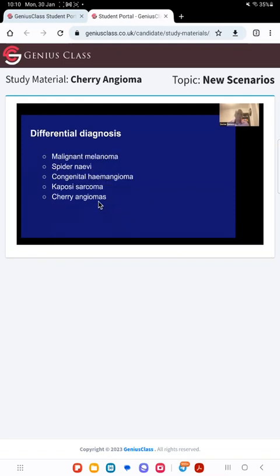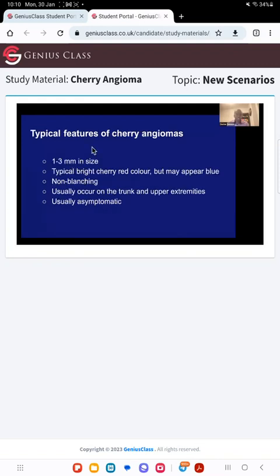And remember, the differential diagnosis is malignant melanoma, spider nevi, congenital hemangiomas, Kaposi sarcoma, or cherry angiomas themselves, which we're going to talk about in a second. Now, the typical features of cherry angiomas include, they are usually 1 to 3 millimeters in size, usually on the trunk. Typically, they are bright cherry red color, and therefore they are called cherry angiomas. An angioma means coming from the blood vessels, in particular from the capillaries.